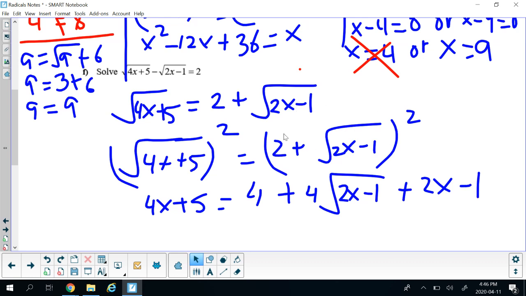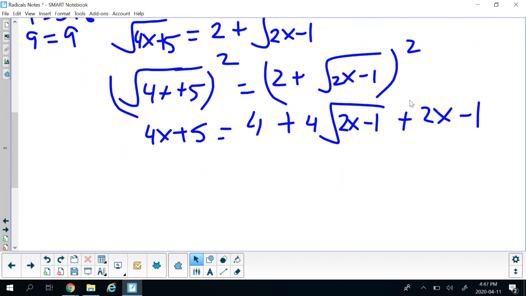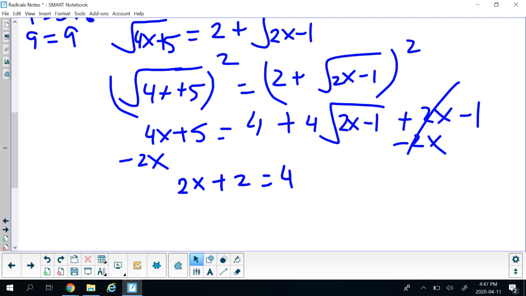So after simplifying this expression, you'll get 4 plus 4 square root of 2x minus 1 plus 2x minus 1. Now we're going to combine the like terms and try to isolate our radical sign, okay? So subtract 2x on both sides first. This cancels out. And 4 take away 1 is 3. And then bring your 3 to the other side, it becomes negative 3. And 5 minus 3 is 2. So this is what we will get.